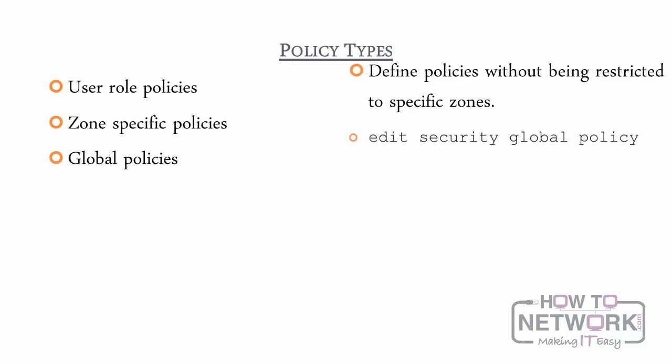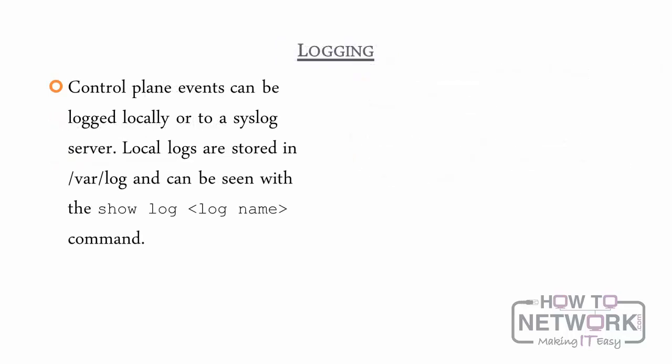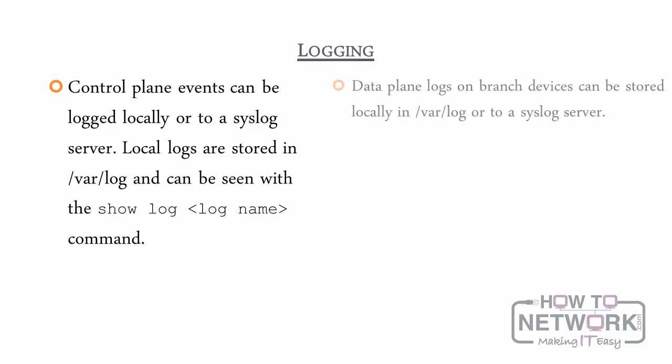Zone-specific policies override global policies and do not reference specific source to destination zones. Global policies allow you to define policies without being restricted to specific zones. They are configured under the edit security global policy configuration hierarchy, while address books live under edit security address-book global. Benefits to using global policies include lower numbers of policies to configure and reduced system resource usage.